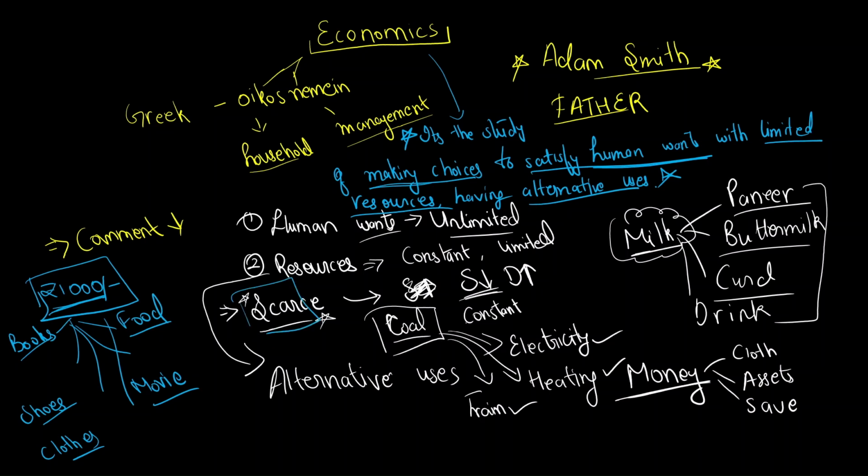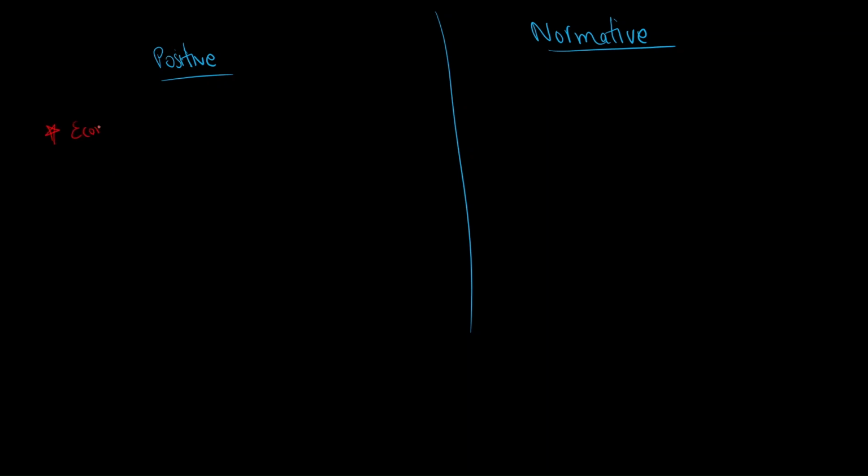Scarcity of resources, you can write down, is the phenomenon when supply is less but demand is more. Okay. Now, there are two types of economics, named positive and normative. Positive and normative are the two types of economics. Now, positive economics deals with what the economic problems are, economic problems and their solutions.